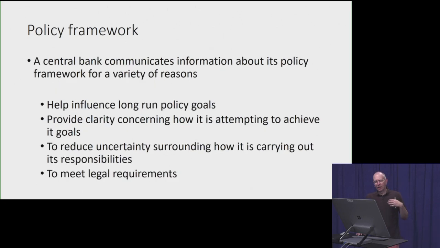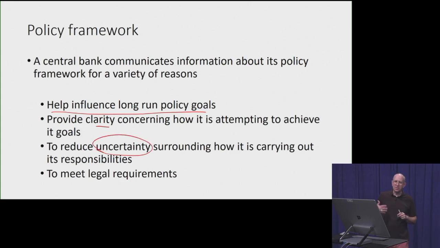Now, in terms of its policy framework, a central bank communicates information for a whole bunch of reasons. So first, and most importantly, it tries to influence its long-run policy goals. So that's its major objective. They also try to provide as much clarity as they can in terms of how they're attempting to achieve this. And the reason they are trying to provide this clarity is to try to minimize uncertainty.